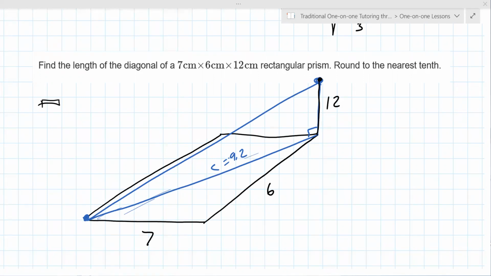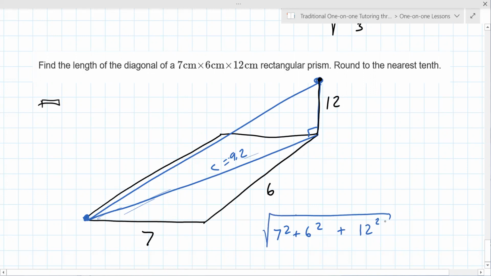Okay, so I think I have the answer of 12.4. 12.4. All right, let me take a look. So I got a different number here. Let me just run through this with you. Instead of 9.2, we're gonna call it 7 squared plus 6 squared plus 12 squared, and you're gonna take the square root of that. Can you just do that part for me and tell me what you come up with? Yes.